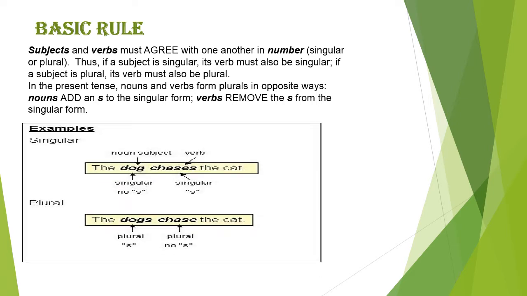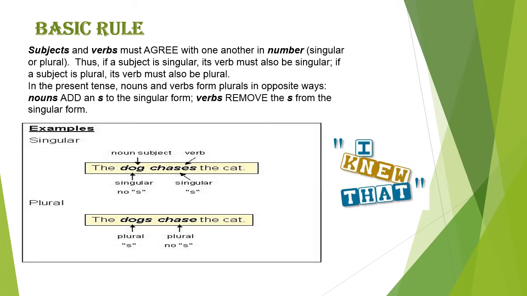If you have an S in the subject, you don't put an S in the verb. For example, the dogs chase the cat. Because the dogs has an S, the verb, which is chase, does not have an S. And the opposite is true. The dog, it doesn't have an S, so chases, which is the verb, should have an S. Of course you knew that.